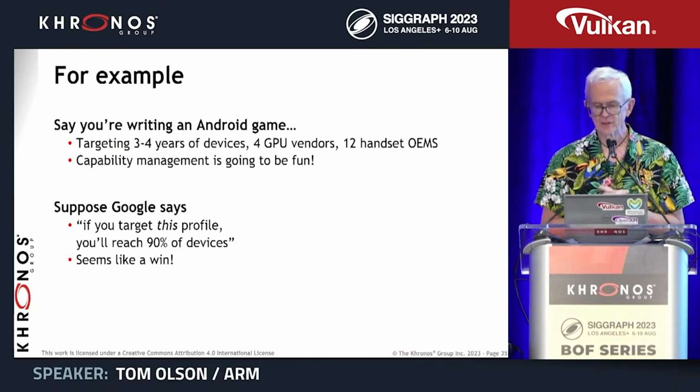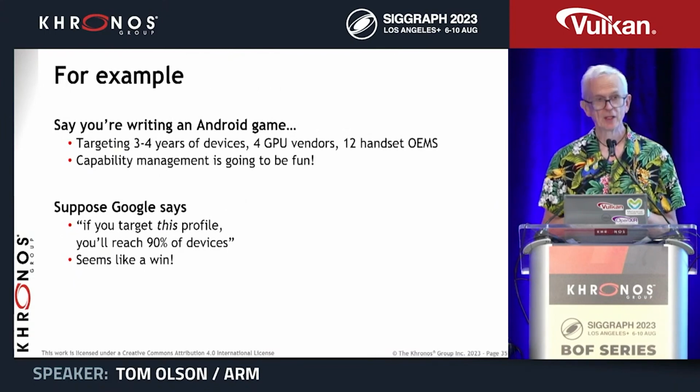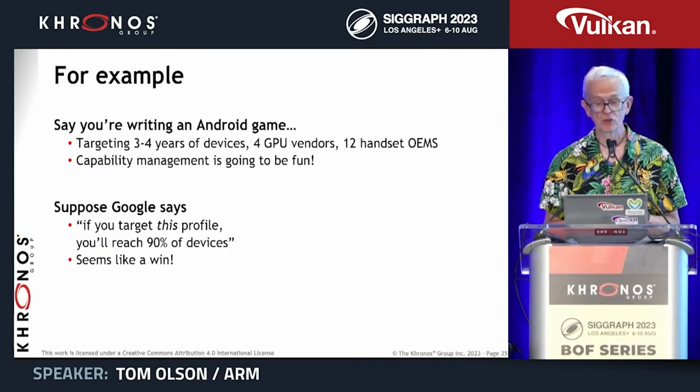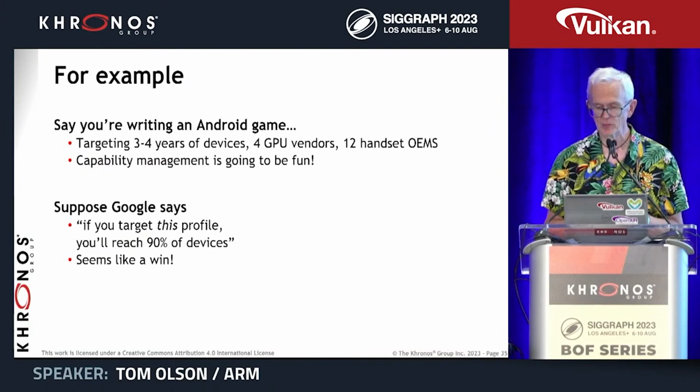To make it concrete, suppose you're writing an Android game. You're probably going to target devices as much as 4 years old, with a dozen GPUs from 4 different GPU vendors and a handful of handset OEMs. So you have a fragmentation problem.